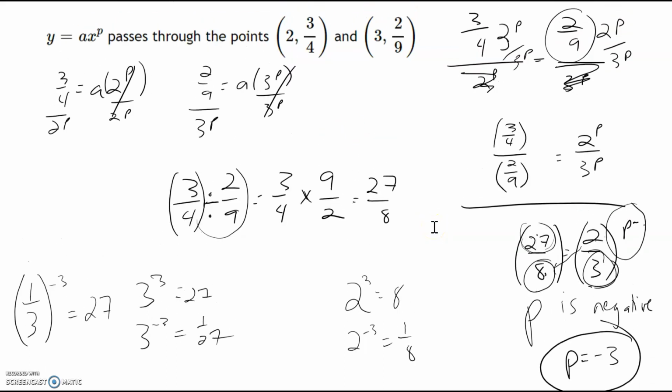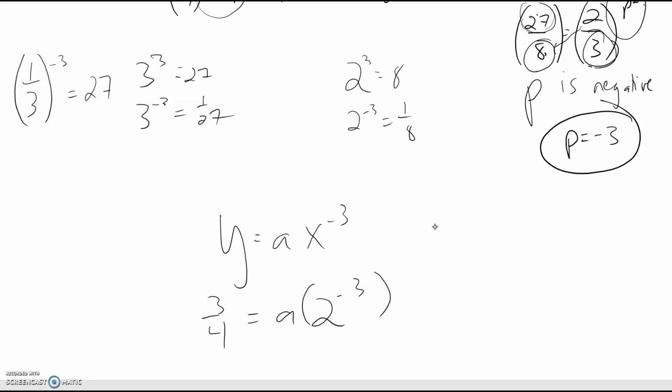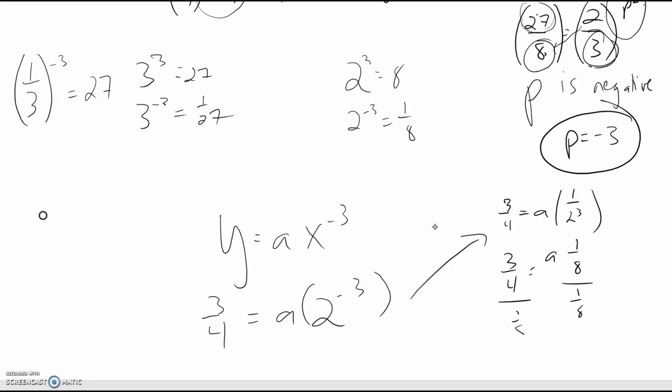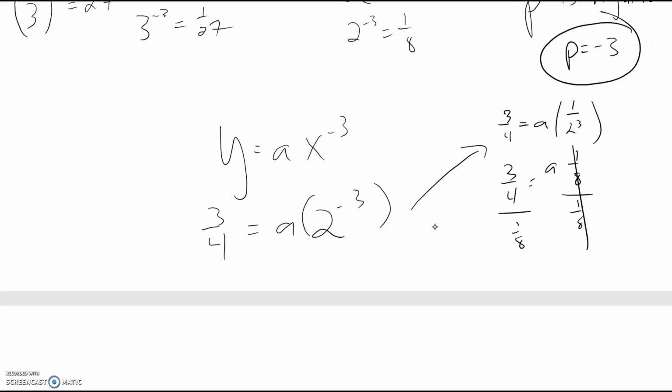Okay, so now that we know that, 2, 3/4 is my point, so I got y equals a times x to the -3, and 2, 3/4 is my point. So let's see if it works out, if I can find a without too much trouble. So that means 3/4 equals a times 2 to the -3rd, which is 1/8. And I divide both sides by 1/8, which we just got practice with. So this will allow me to solve for a.